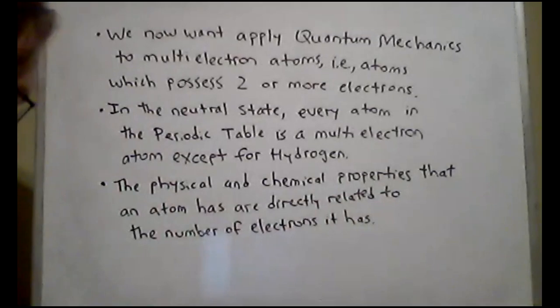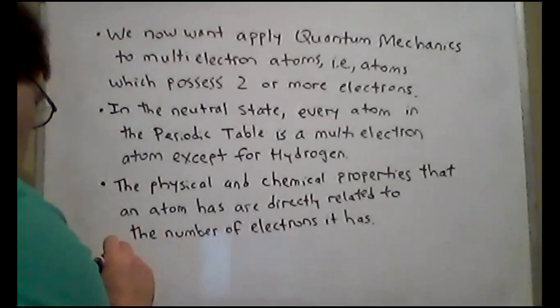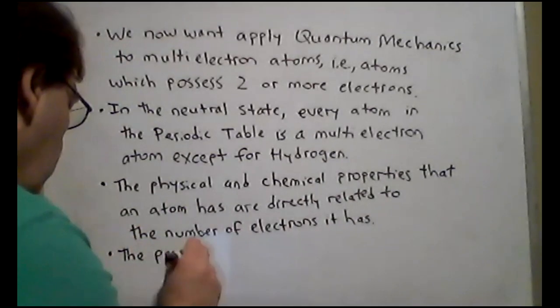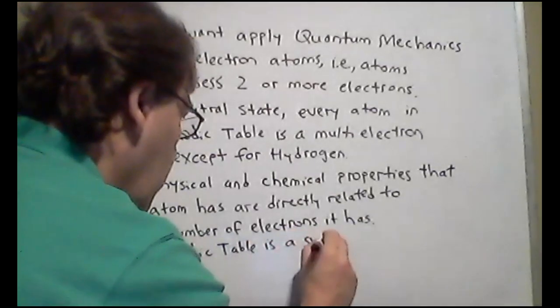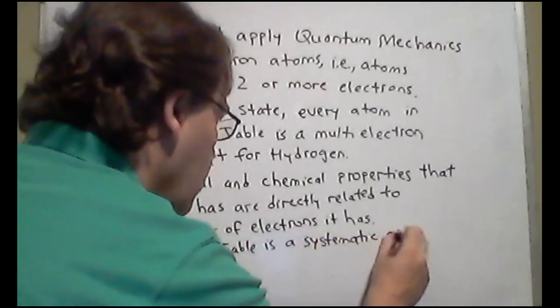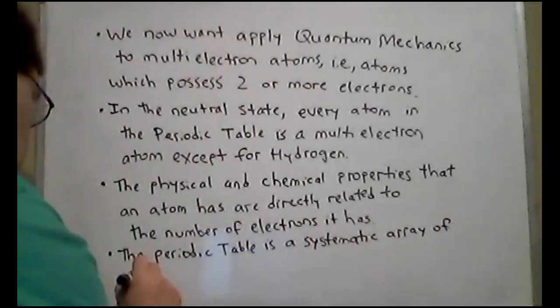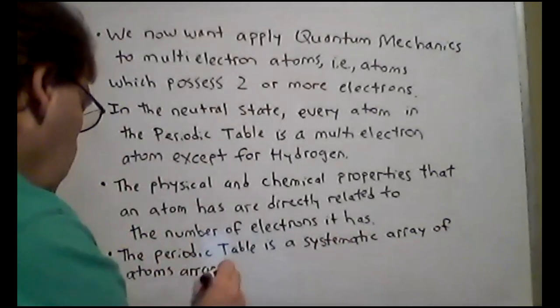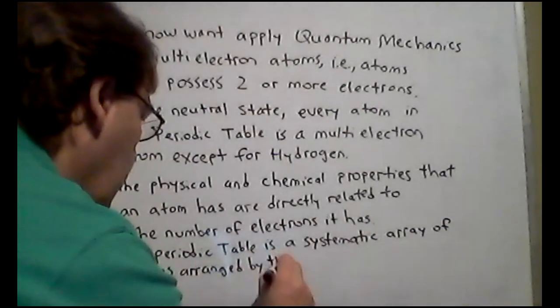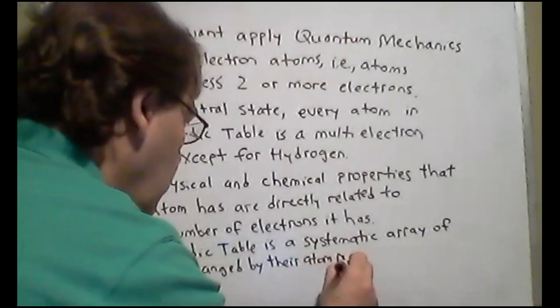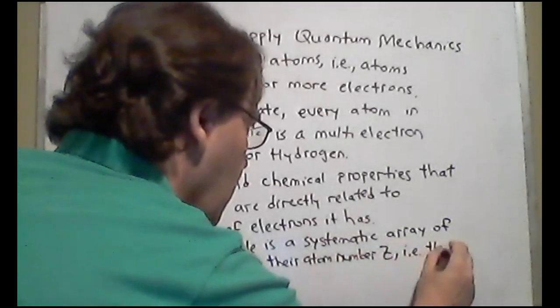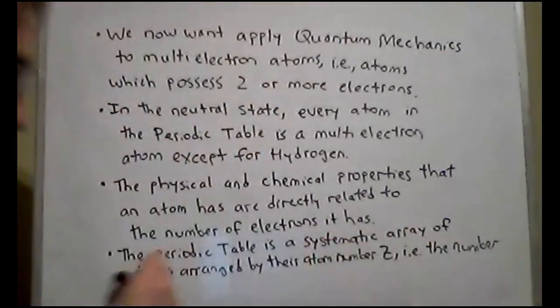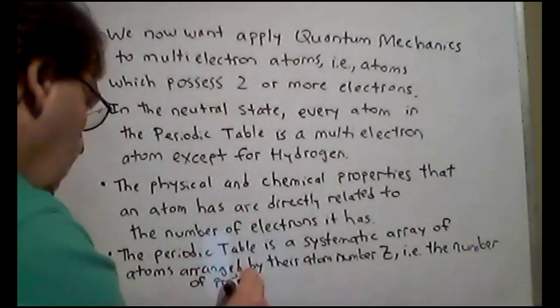We're going to look at the entire gamut of all atoms. Again, you come into this class with knowledge of the periodic table. The periodic table is a systematic array of atoms arranged by their atomic number, Z, and that's the number of protons in its nucleus.